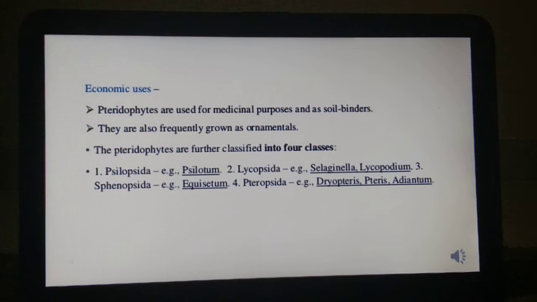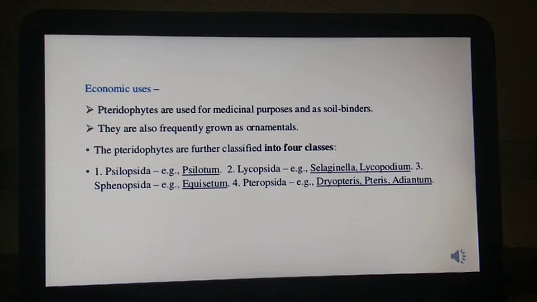Now we should know their economic uses. Pteridophytes are used for medicinal purposes and as soil binders also. They are very good soil binders, and they are also frequently grown for ornamental purposes.